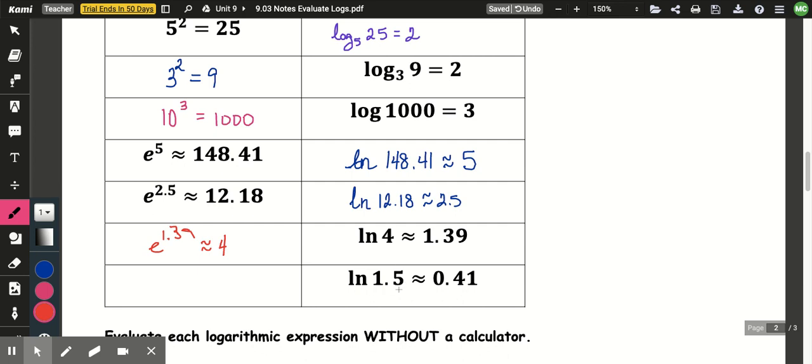And for that last one, natural log of 1.5 is approximately equal to 0.41. So again, I start with the base e, then I go across the approximately equal to sign to get the power, because the logarithm is always equal to the power, and then approximately equal to 1.5.